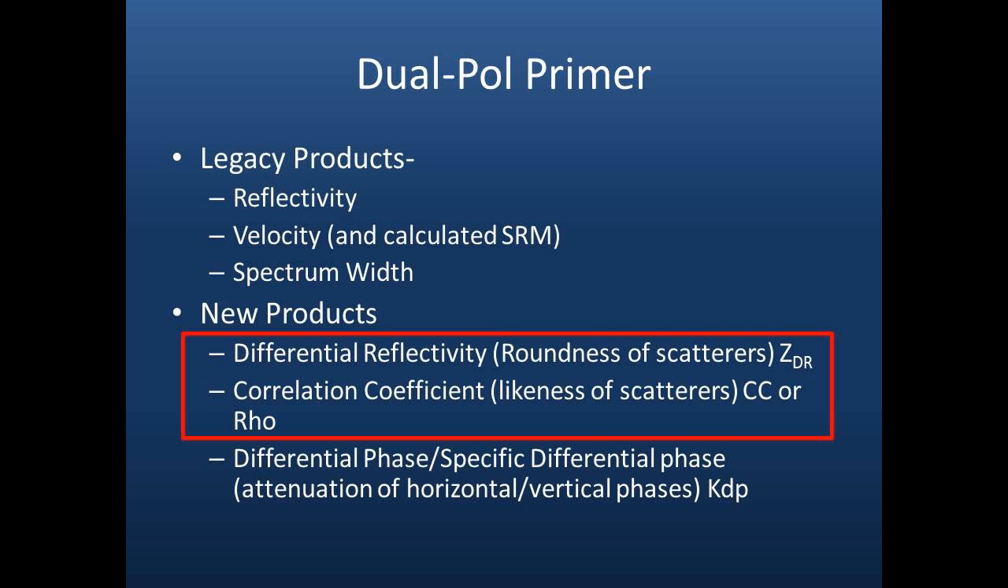Usually CC or rho. In the differential phase, or specific differential phase, we're just measuring the attenuation of the horizontal versus the vertical phases. We're really going to be keying in on the ZDR and the CC here as we go forward.